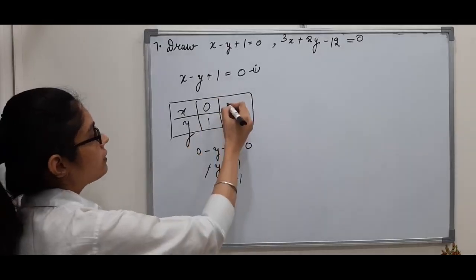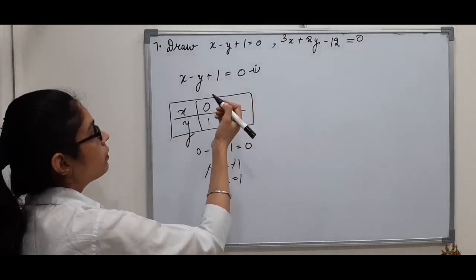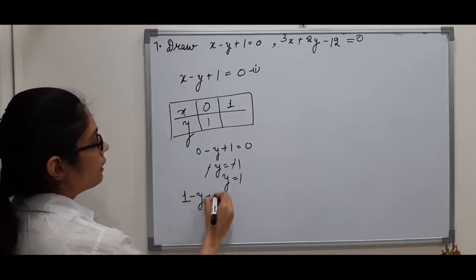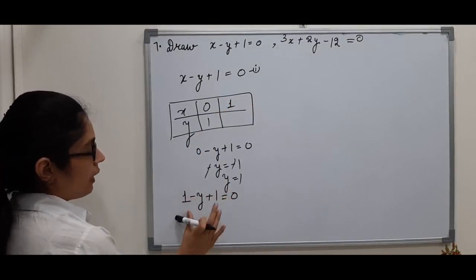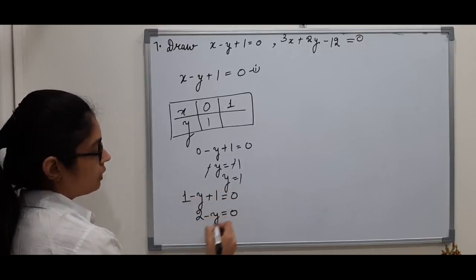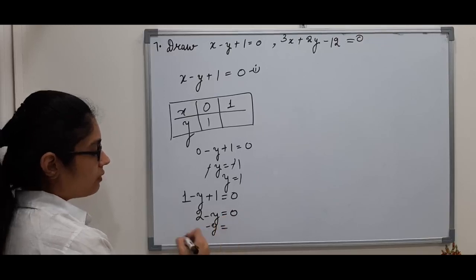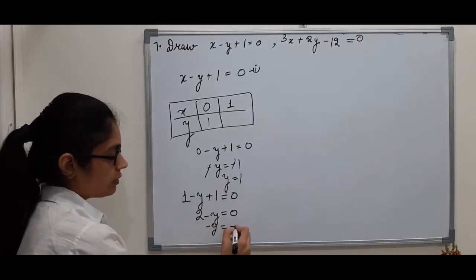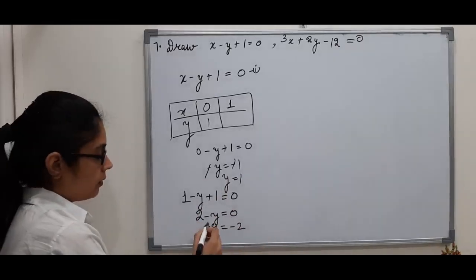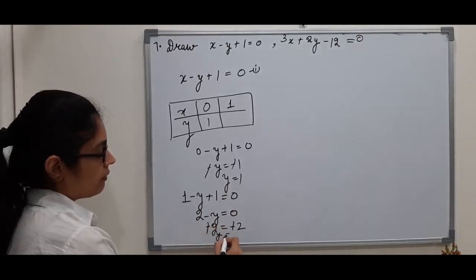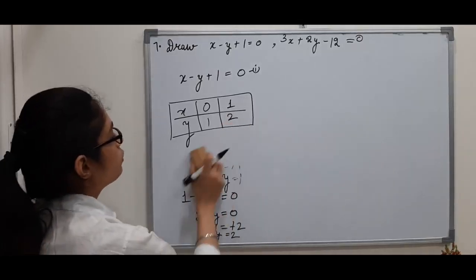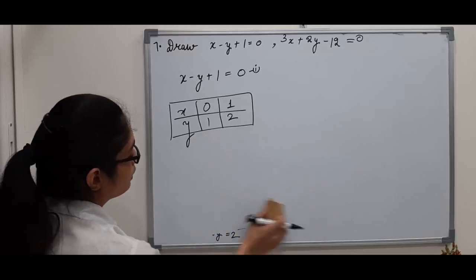Now let's put x is equal to 1. 1 minus y plus 1 equals 0. 1 plus 1 will be 2, minus y equals 0. Minus y, this 2 I will shift to the other side; this plus 2 will change into minus 2, or 0 minus 2, 0 no need to write. Minus and minus sign get cancelled, y will be equal to 2. So when we take x equals 1, we are getting y equals 2.